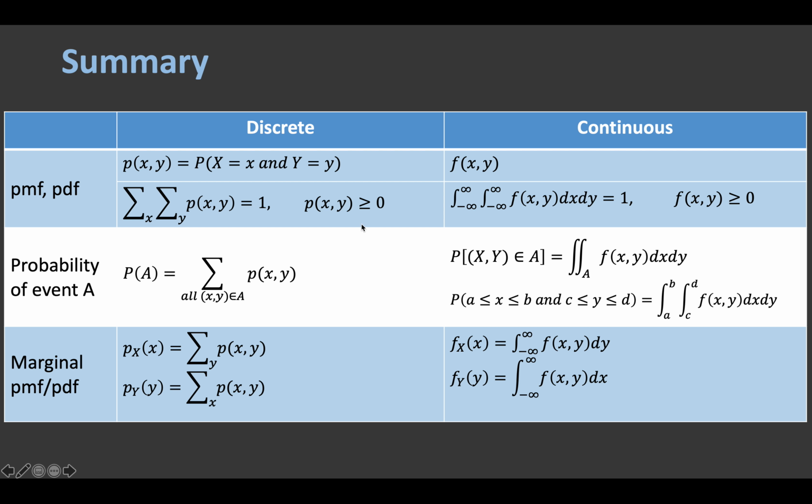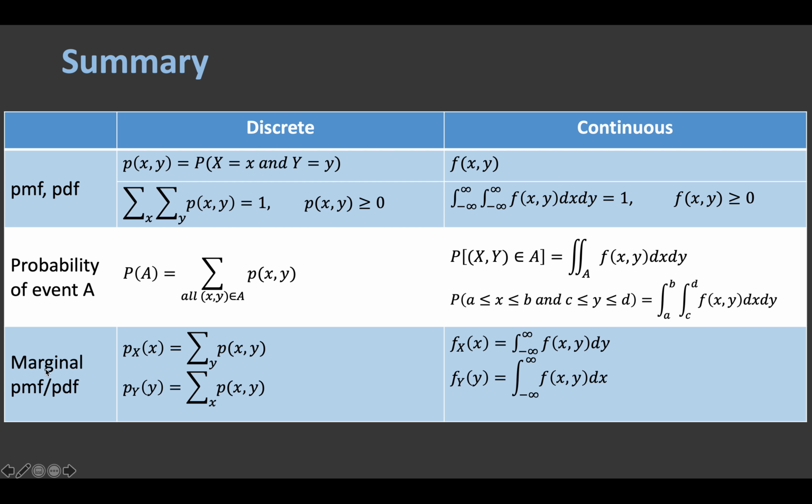And for discrete ones, the probability is greater than or equal to 0 for any joint event, right? And then here, the density function is greater than or equal to 0 for any joint event as well. And the probability for event A is basically the sum of p(x, y), for all the (x, y) in A. You add them all together. And then for the continuous random variable, you just integrate all of them together, right? That gives you the probability.